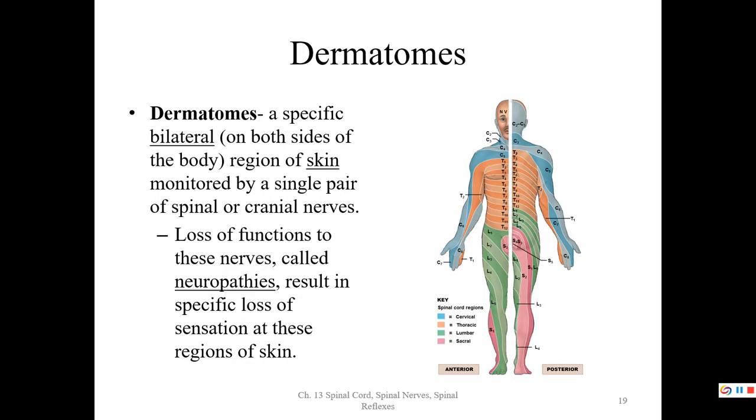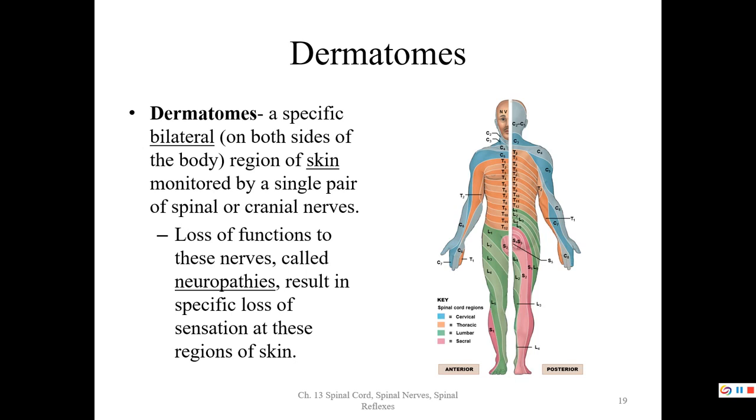Dermatomes is something I want you to think about. Now, we talk about dermatomes. These are clinically quite important. They are a bilateral region of skin. What do we mean by bilateral? We mean it's on both sides of the body. There's one on the left, one on the right. It's a region of skin monitored by a single pair of nerves.